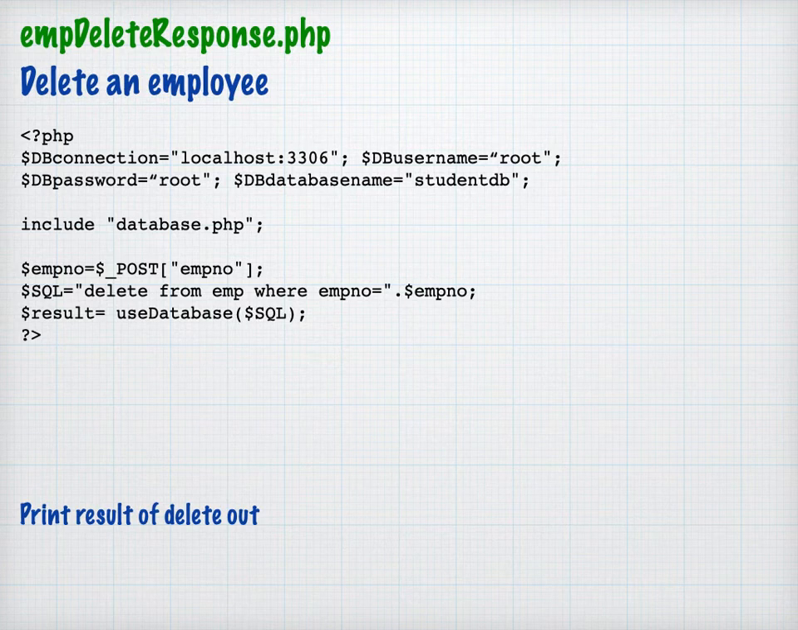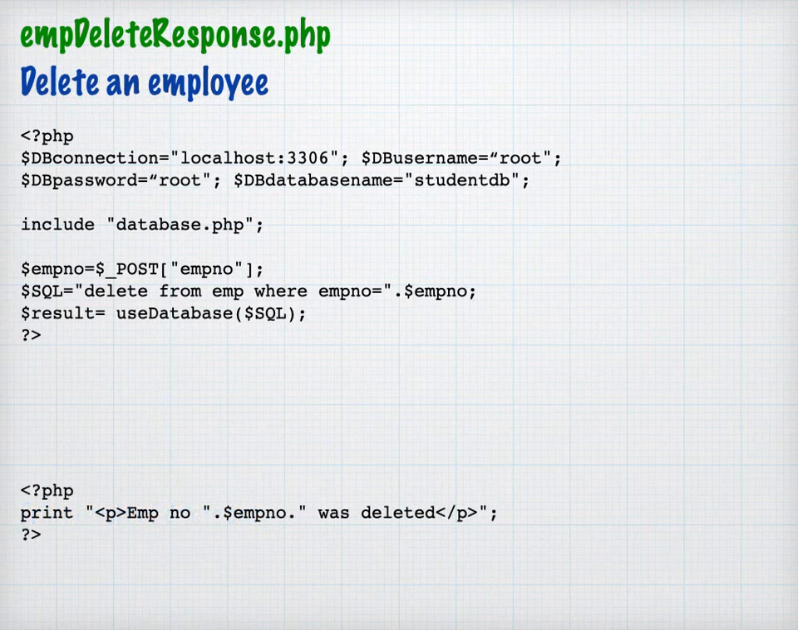We delete by sending that SQL off to the database using the use database line, and then we get our result back. Hopefully the result will simply be a line that says something like one record was changed. Then we print the result out, some sort of message that says the emp number was deleted. Here you can see I'm using a print statement and I've got the emp number embedded in there, so it actually looks like we're printing out the right one.